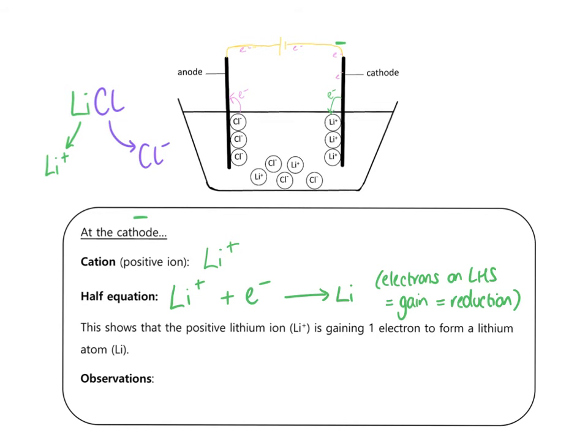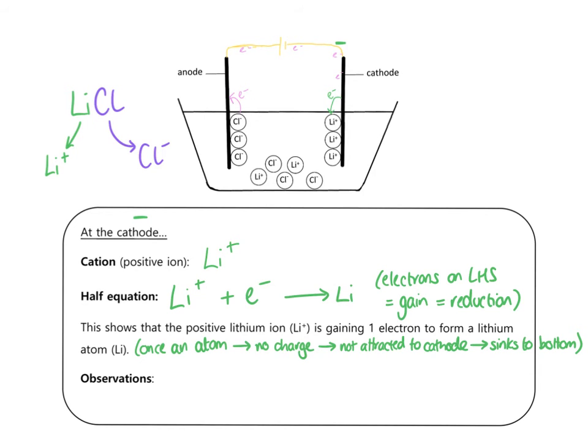So we can see from our half equation that the positive lithium ion is gaining one electron to form a lithium atom. When it becomes a lithium atom, it has no charge, so it's no longer attracted to the cathode, and so it will just sink to the bottom. And you may want to write that into your notes.